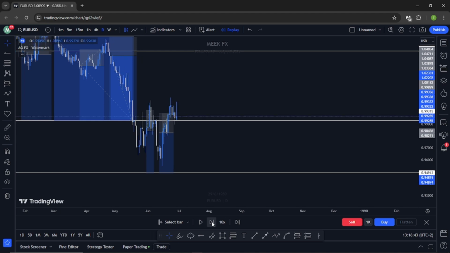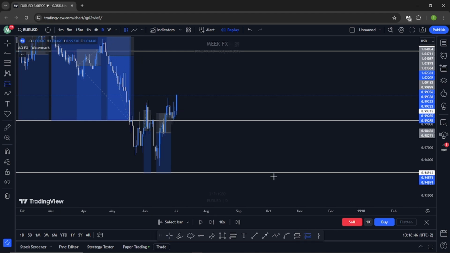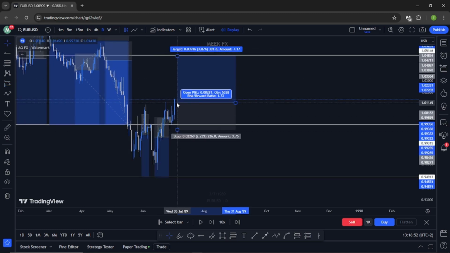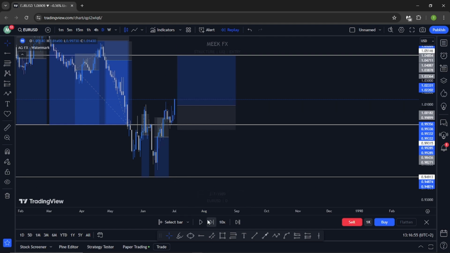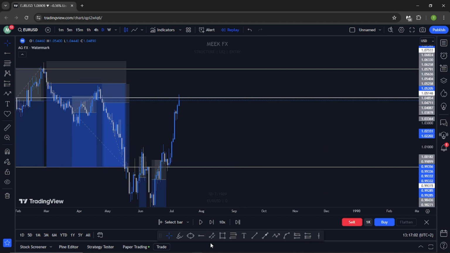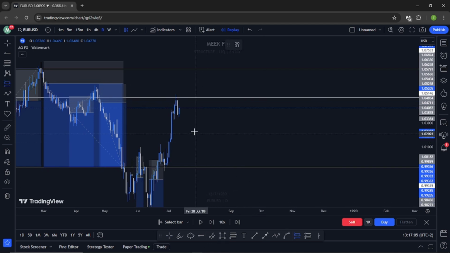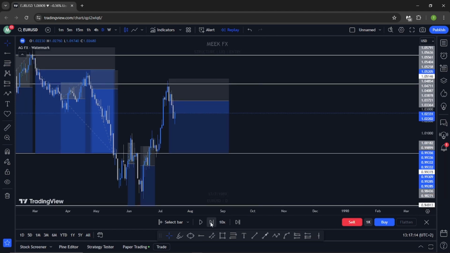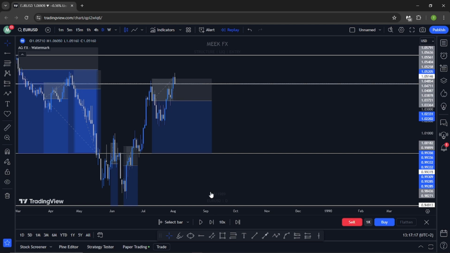Okay, now there we have it. Do I have a 1:2? No, compromise the entry. Right, it gets triggered. Delete this one. The entry here, stop loss just above, take profit. Do I have a 1:2? Yes, so it qualifies as an entry.